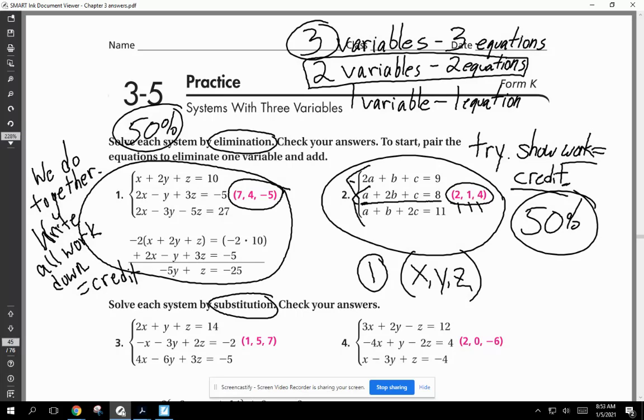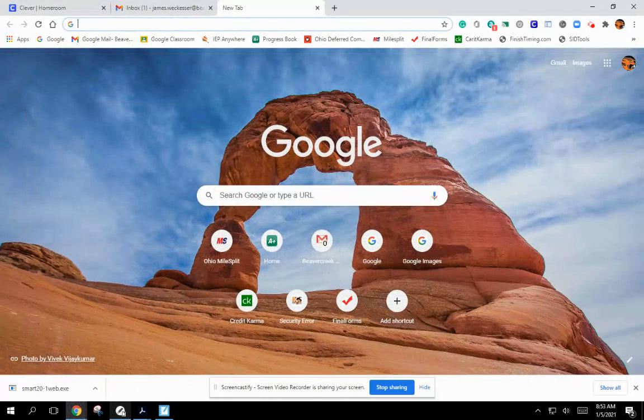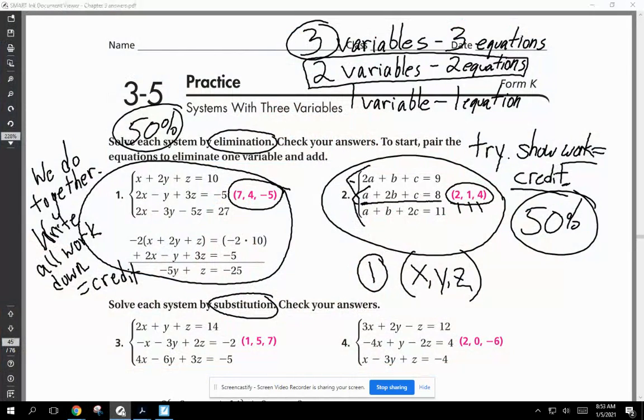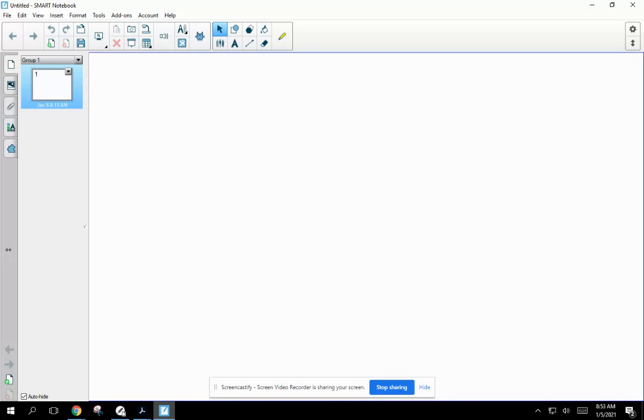Okay? And I kind of showed you how to do number 2 a little bit right here. You're going to take these variables and subtract them in order, or add them in order to solve them. I prefer to add because I make fewer mistakes. And I'm going to teach you how to add. So let's go to a clean piece of paper.